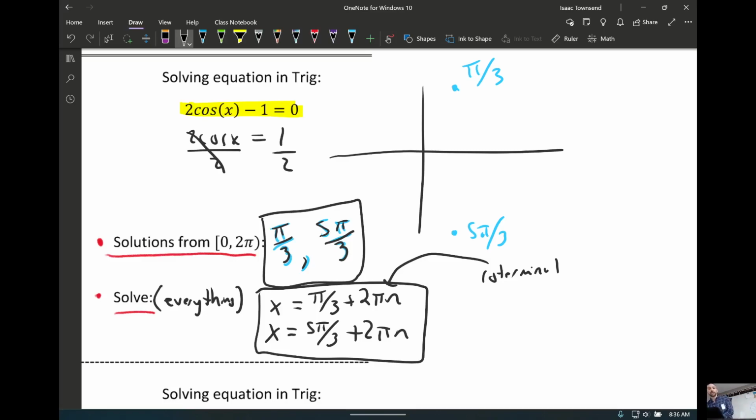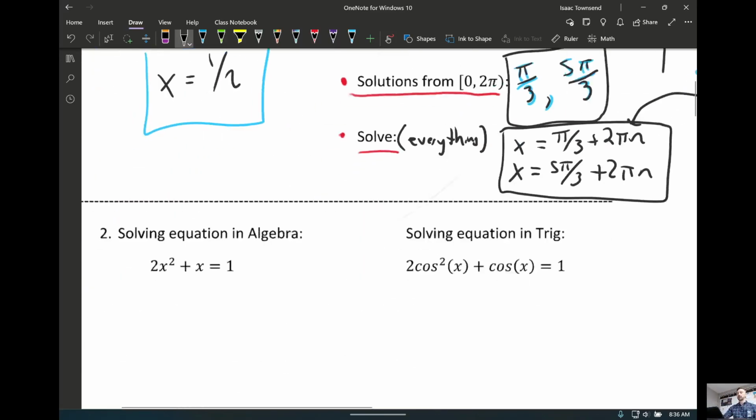So assuming you know the unit circle and you're not rusty from the break, really the only thing that you should be getting out of this question number 1 is how it's similar to algebra skills and how you should write your answers based on the directions.